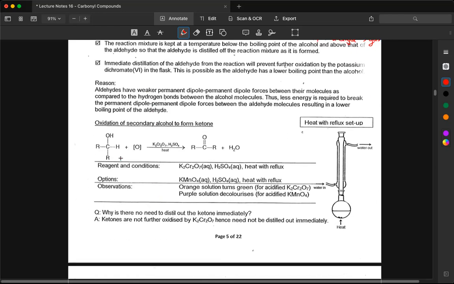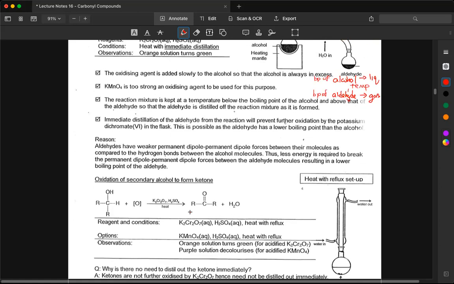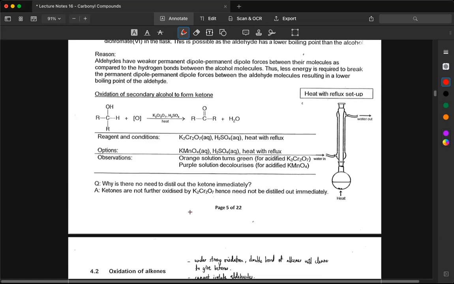Now, if you want to oxidize secondary alcohol, use the same reagent, but you can also use acidified KMnO4, it doesn't matter. Because once ketone is formed, that's it. It will not be further oxidized. There's no need for immediate separation by distillation, because ketone will not be further oxidized.